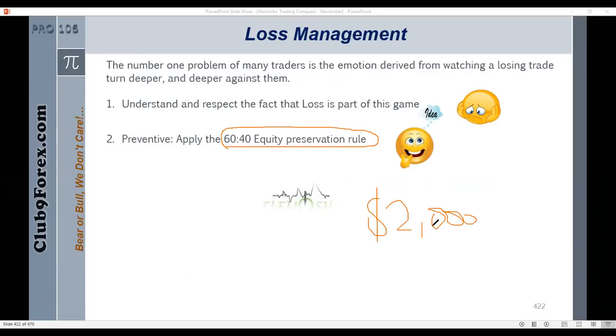Now, with this $2,000, the 60-40 rule is that you're supposed to take about 60% of this $2,000 to keep, just in case you find yourself in a mess. And you're not going to be keeping it in your bank account. No, you're going to be keeping it at the back end of your broker dashboard. So you only move $1,200. The 60% of 2,000 is 1,200. You move 1,200 into your trading account.